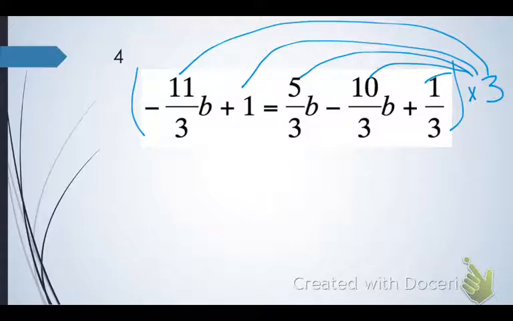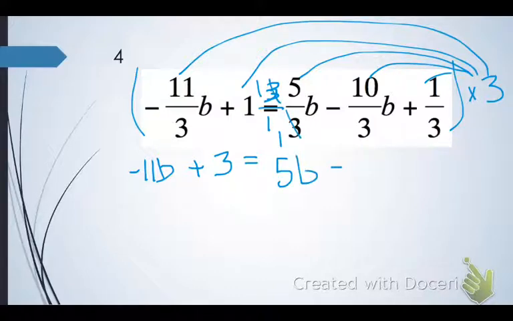When I multiply 3 times negative 11 over 3b, I end up with negative 11b because the 3's cancel. Then I have plus 1, but 1 times 3 is 3. Again, when I multiply here, the 3's cancel. And I end up with 5b. The 3's cancel once again, and I end up with negative 10b. And the 3's cancel once again, and I end up with plus 1. So now I've gotten rid of my fractions, so it looks quite a bit nicer to work with.